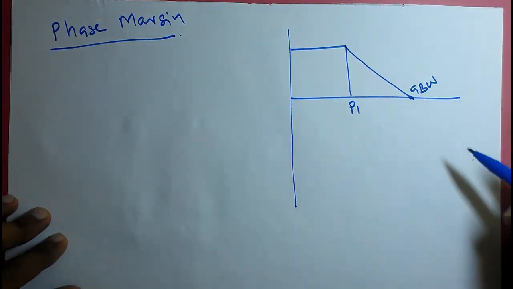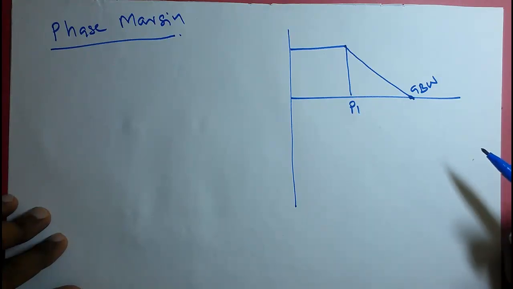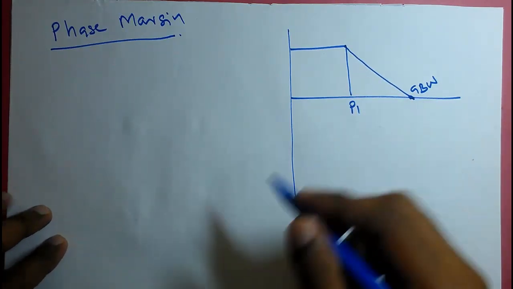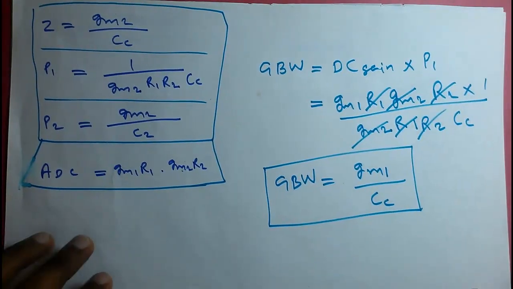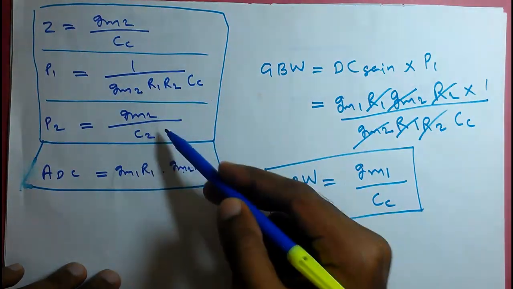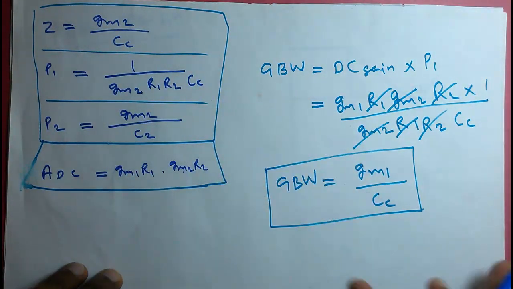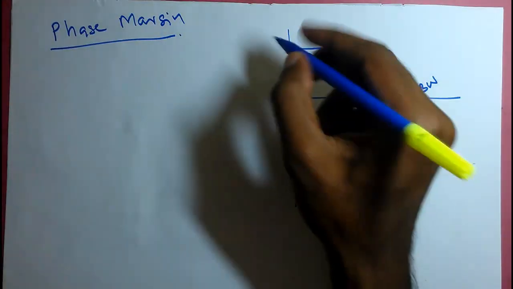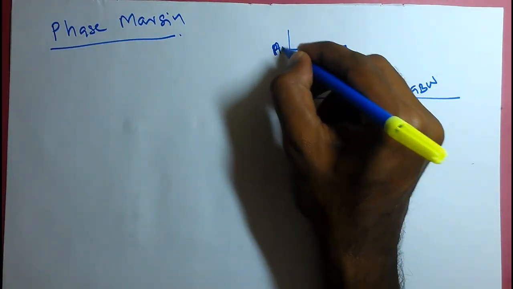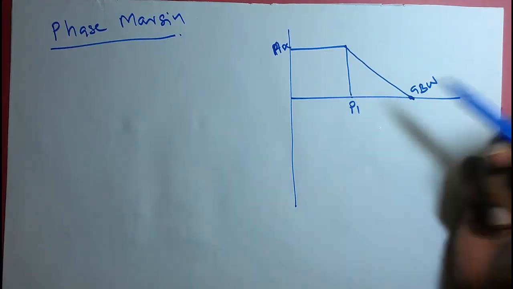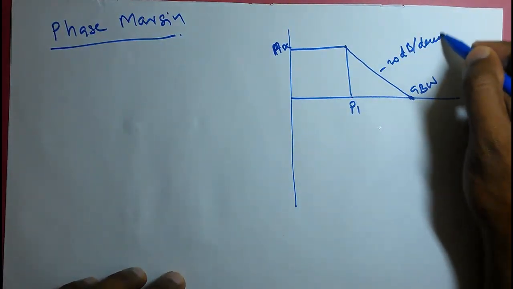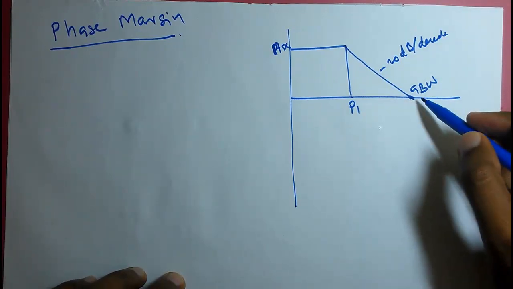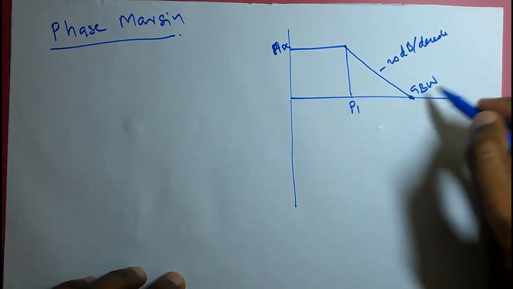Really, in a two-stage op-amp, we have two poles and one zero. We already derived those: the zero, first pole, second pole, and DC gain. So this is the DC gain, ADC. After that we have the first pole, so this slope will be 20 dB per decade. After that we have the unity gain frequency.